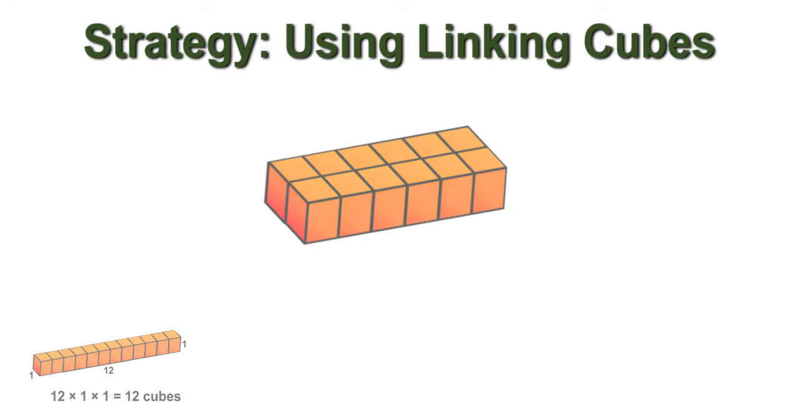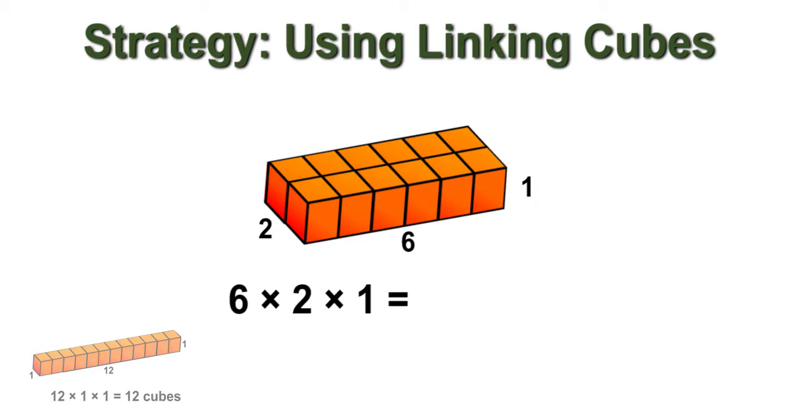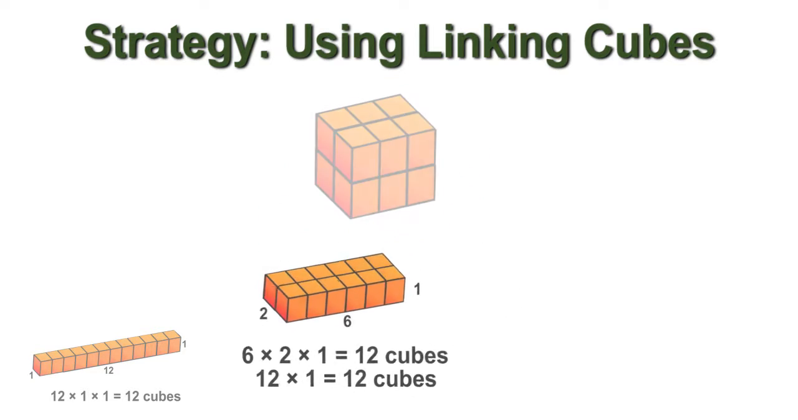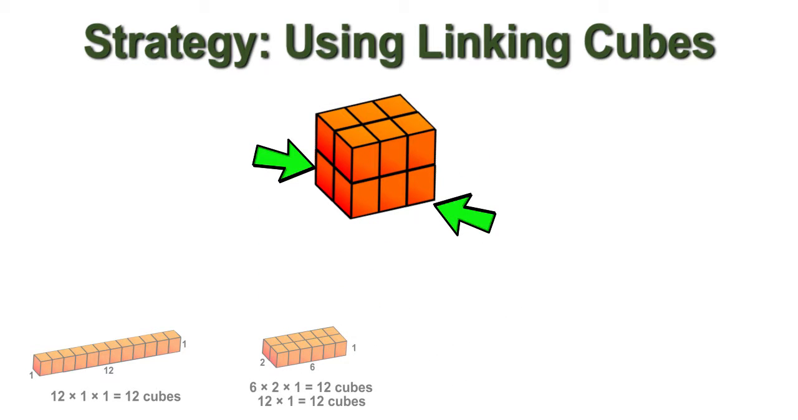Another way to represent this prism is by placing two lines of 6 cubes side by side. The dimensions of this rectangular prism can be written as 6 by 2 by 1 equals 12, or 12 times 1 equals 12. Placing two rows of 3 cubes side by side and then stacking another layer on top of this base layer creates another rectangular prism with a volume of 12 cubes.